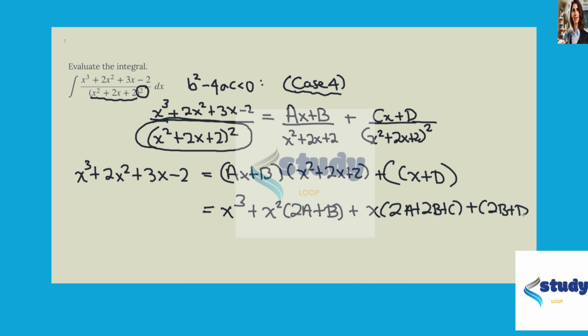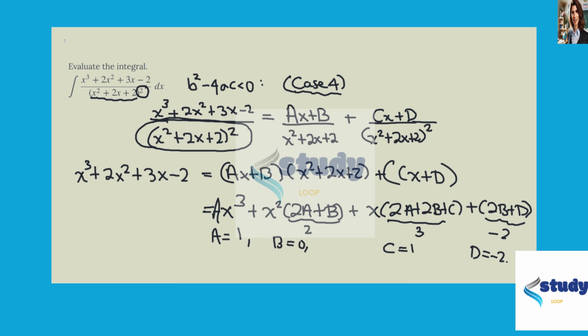And there's our constant term, 2b plus d. Comparing coefficients, there should be an a here. We get a equals 1. Then here, this must equal 2, so that gives us b equals 0. This equals 3, so that gives us c equals 1. And this over here is minus 2, so this gives us d equals minus 2.